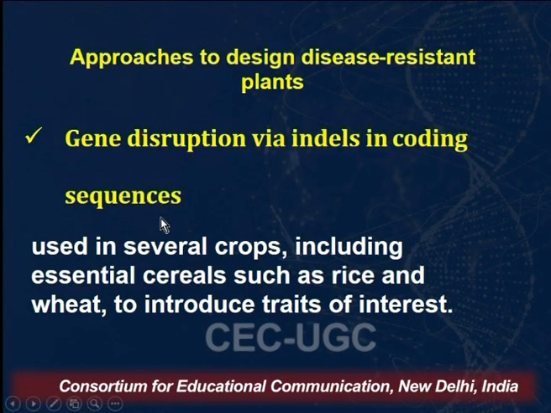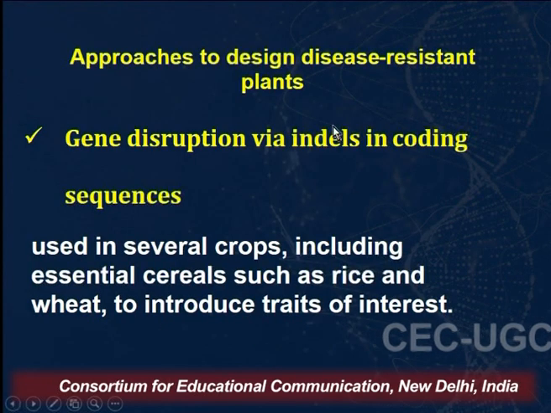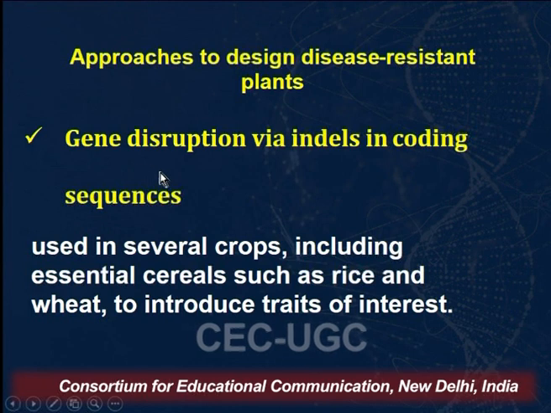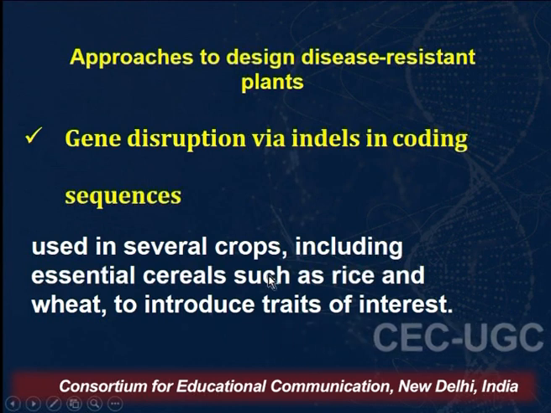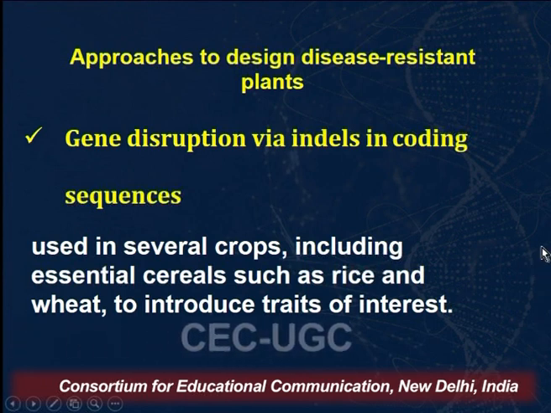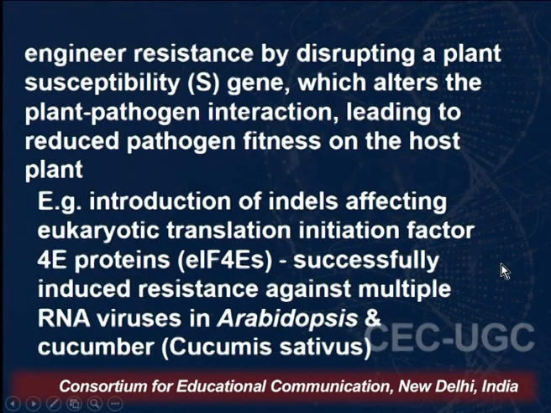They are done by different mechanisms. The first is gene disruption via indels in coding sequences. Insertions and deletions are generated in the coding sequences, and therefore the genes are disrupted, which results in disease resistant plants. It is used in several crop plants, including essential cereals such as rice and wheat, to introduce the trait of interest. The resistance is engineered by disrupting a plant susceptibility gene.